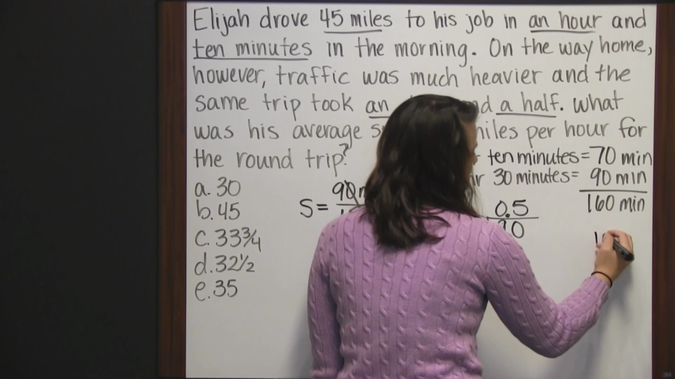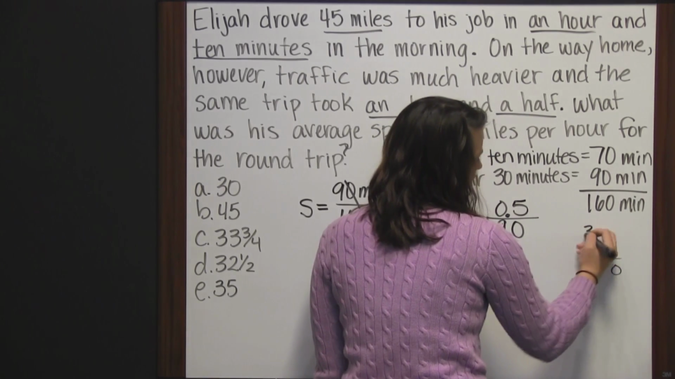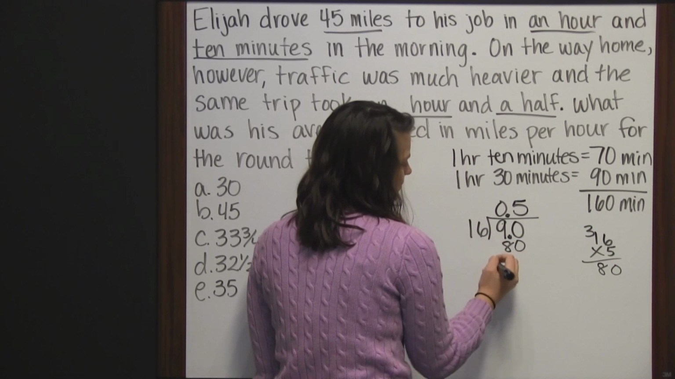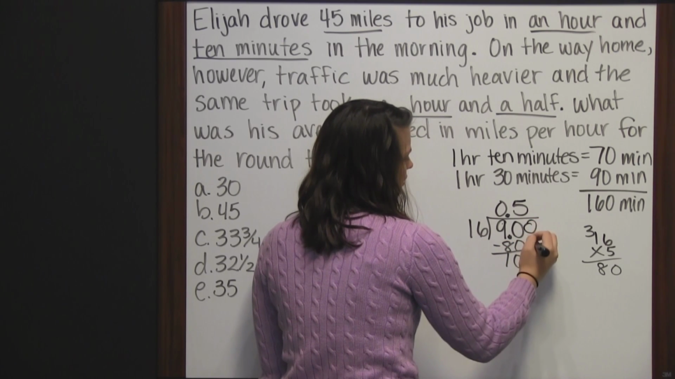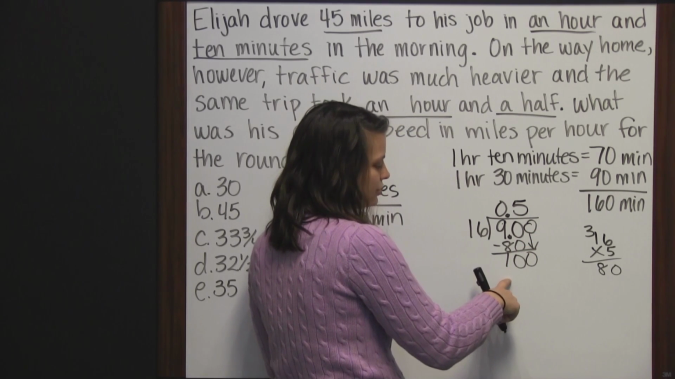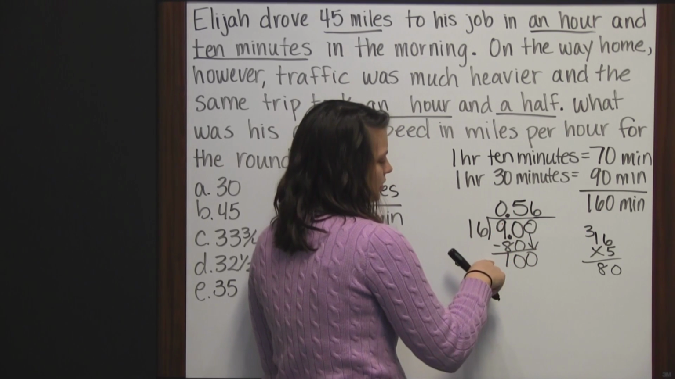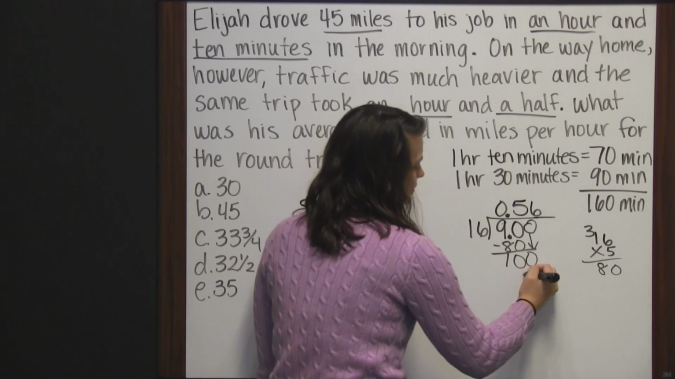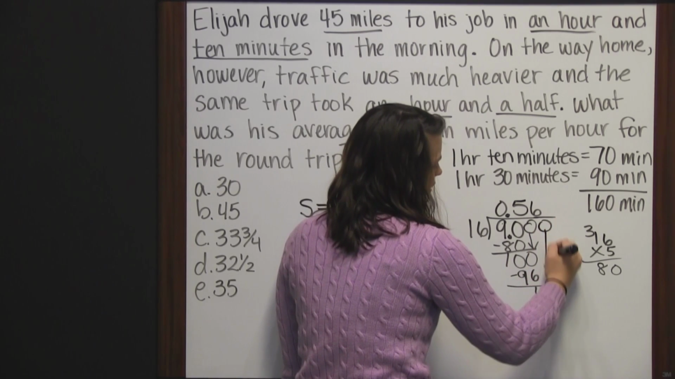So 16 times 5. 5 times 6 is 30. Carry the 3. 5 times 1 is 5 plus 3 is 8. So that's 80. We subtract and we get 10. So we need to add another 0 and bring it down. So 16 goes into 100 6 times. Since 16 times 5 was 80, then one more time would be 96. And then we subtract and we get 4. Add another 0, bring it down.